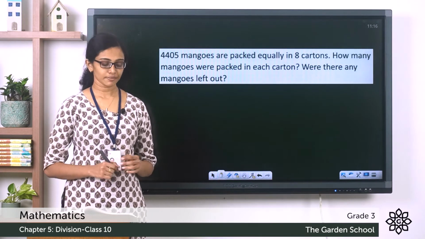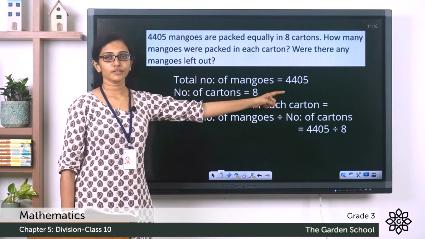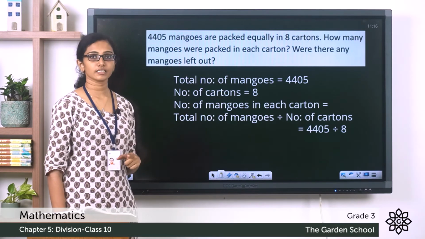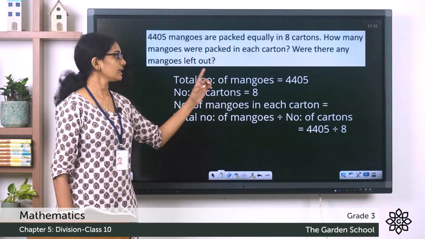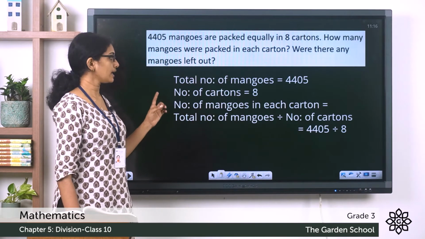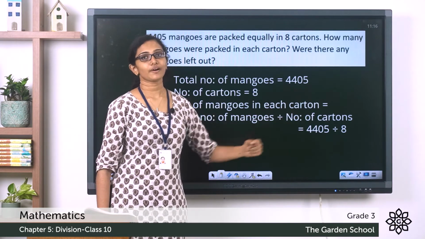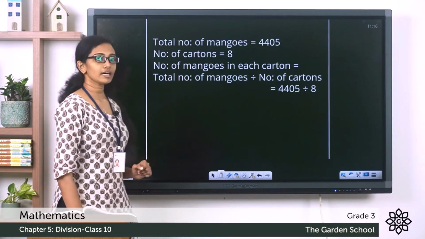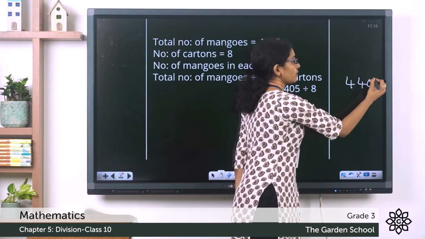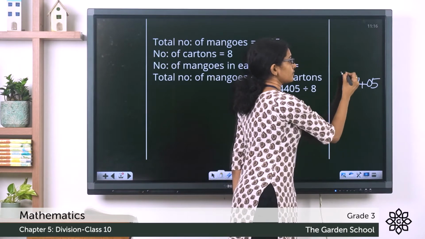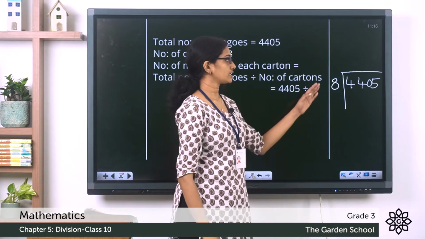So let's write the steps from the data given in the question. The total number of mangoes is equal to 4,405 and the number of cartons is equal to 8. And the number of mangoes in each carton will be the total number of mangoes divided by the number of cartons, and that is equal to 4,405 divided by 8. Now let's do the division in the working column. Let's write the number that has to be divided, 4,405, the dividend, and the divisor, which is the number of cartons, equal to 8.